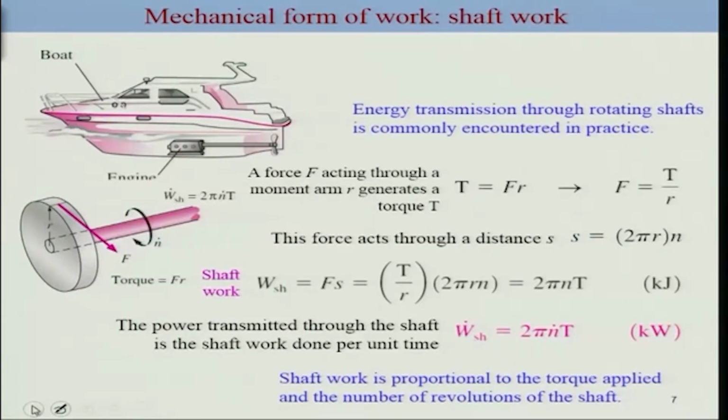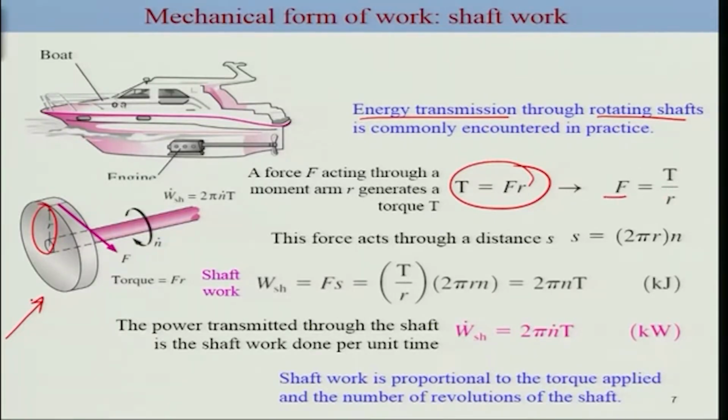So there are other forms of work. One is shaft work, which is extremely relevant for many engineering applications, such as a boat, where the energy is transferred through the rotating shaft. So let's consider the rotating shaft here, where you are applying a force on a moment arm R. In that case you generate torque, and the torque is given by T equal to F multiplied by R, which essentially means that F is nothing but T divided by R.